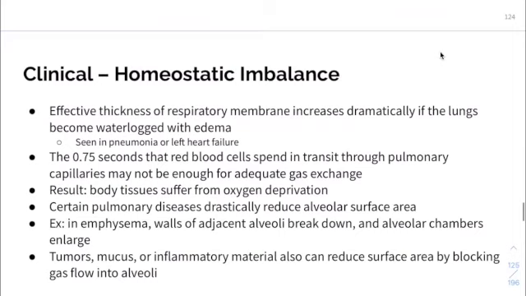What happens if we end up with fluid in our lungs, or edema? Edema is that accumulation of fluid. We see it in pneumonia, and we also see it in left-sided heart failure. Left-sided heart failure causes accumulation of fluid in the lungs.